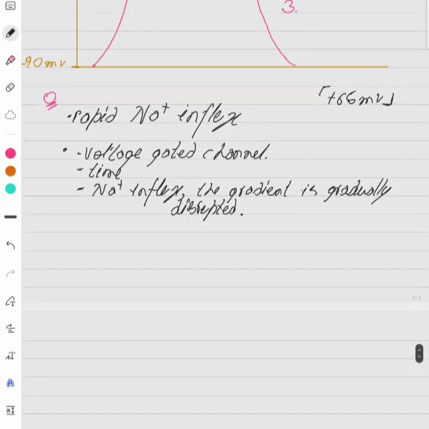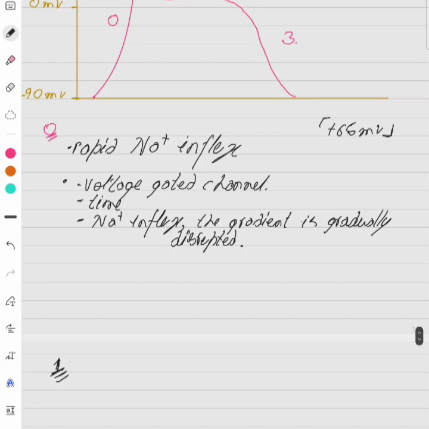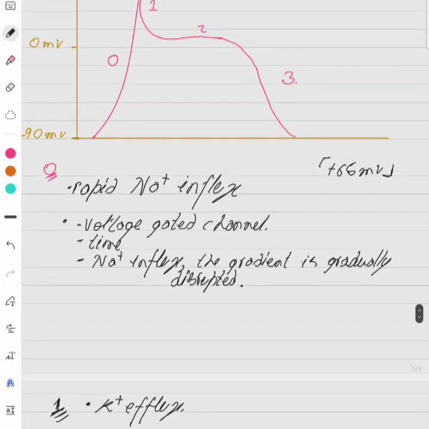Let's move on to the next part, which is 1. So what happens in 1? In 1, nothing much, just potassium exits the cell, potassium efflux. This potassium efflux occurs to ensure the electrochemical gradient of the cell is maintained.